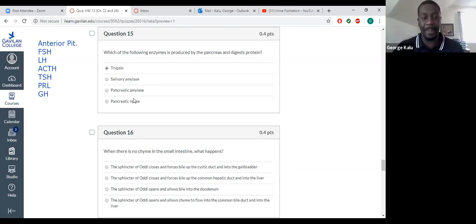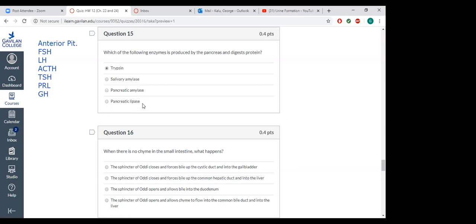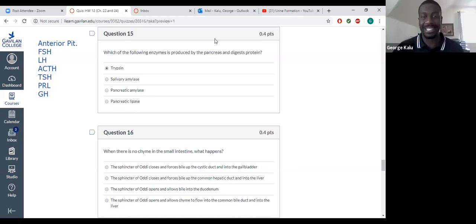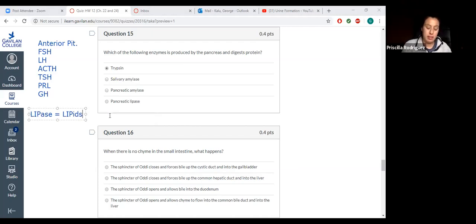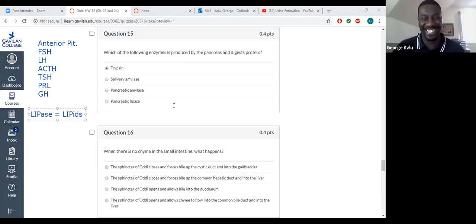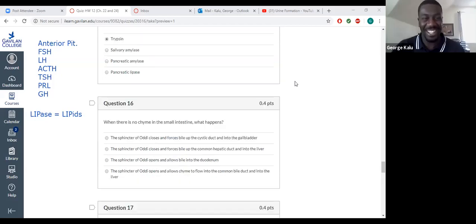And then pancreatic lipase. What does pancreatic lipase break down? Yes, it breaks down lipids. That one's helpful because when we think about lipases, they will always break down lipids. That's one way you can always remember that. Oh, okay. I just guessed it. Well, there you go. Good. All right, so that's that.